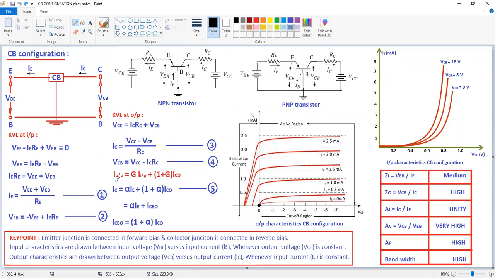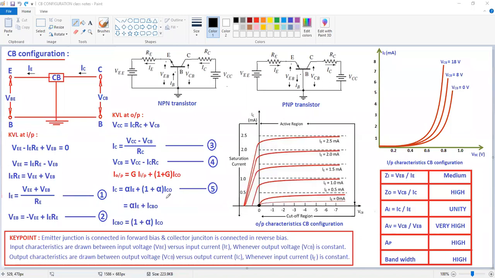Now first see the common base configuration. The output current is represented with IC, the gain with alpha, and the input current in the case of common base is IE. So the input current is IE, plus 1 plus alpha into IC naught. Now this is your output current in terms of reverse saturation current: IC is equal to alpha into IE plus 1 plus alpha into IC naught.